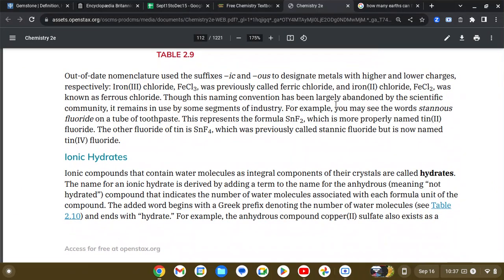Out-of-date nomenclature used the suffixes "ic" and "ous" to designate metals with higher and lower charges, respectively. Iron(III) chloride, FeCl3, was previously called ferric chloride, and iron(II) chloride, FeCl2, was known as ferrous chloride. Though this naming convention has been largely abandoned by the scientific community, it remains in use by some segments of industry. For example, you may see the word stannous fluoride on a tube of toothpaste. This represents the formula SnF2, which is more properly named tin(II) fluoride. The other fluoride of tin is SnF4, which was previously called stannic fluoride but is now named tin(IV) fluoride.